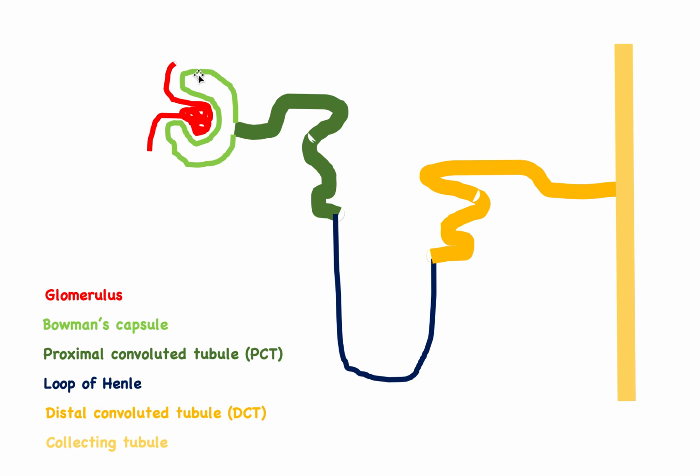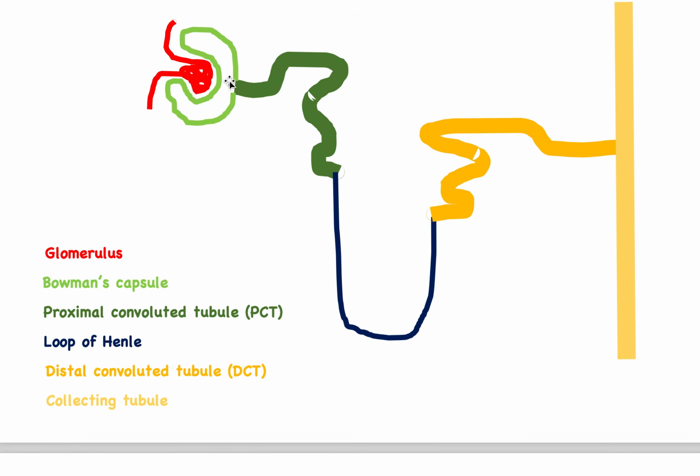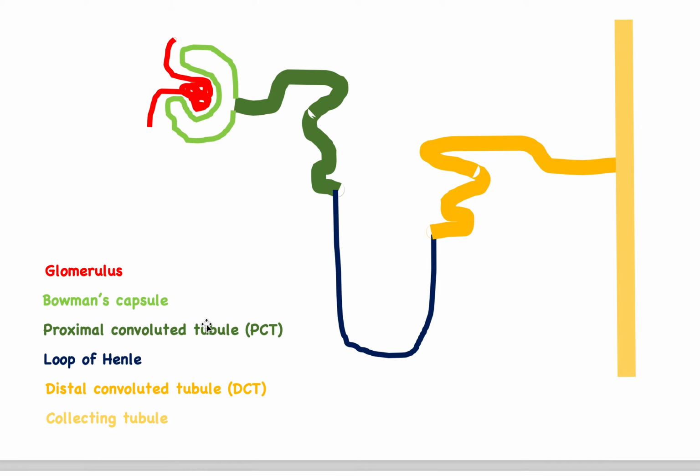Now the Bowman's capsule is this little part here. We're gonna get into exactly what this means very soon. So this is like an empty space. Then it links to this part called the proximal convoluted tubule. Why is it called the proximal convoluted tubule? Proximal means close. If this is the start of the nephron, this is the first pipe, so we consider it proximal. It's the closest pipe. Convoluted means all wiggly and weird in shape. So it's the proximal convoluted tubule, or PCT for short.